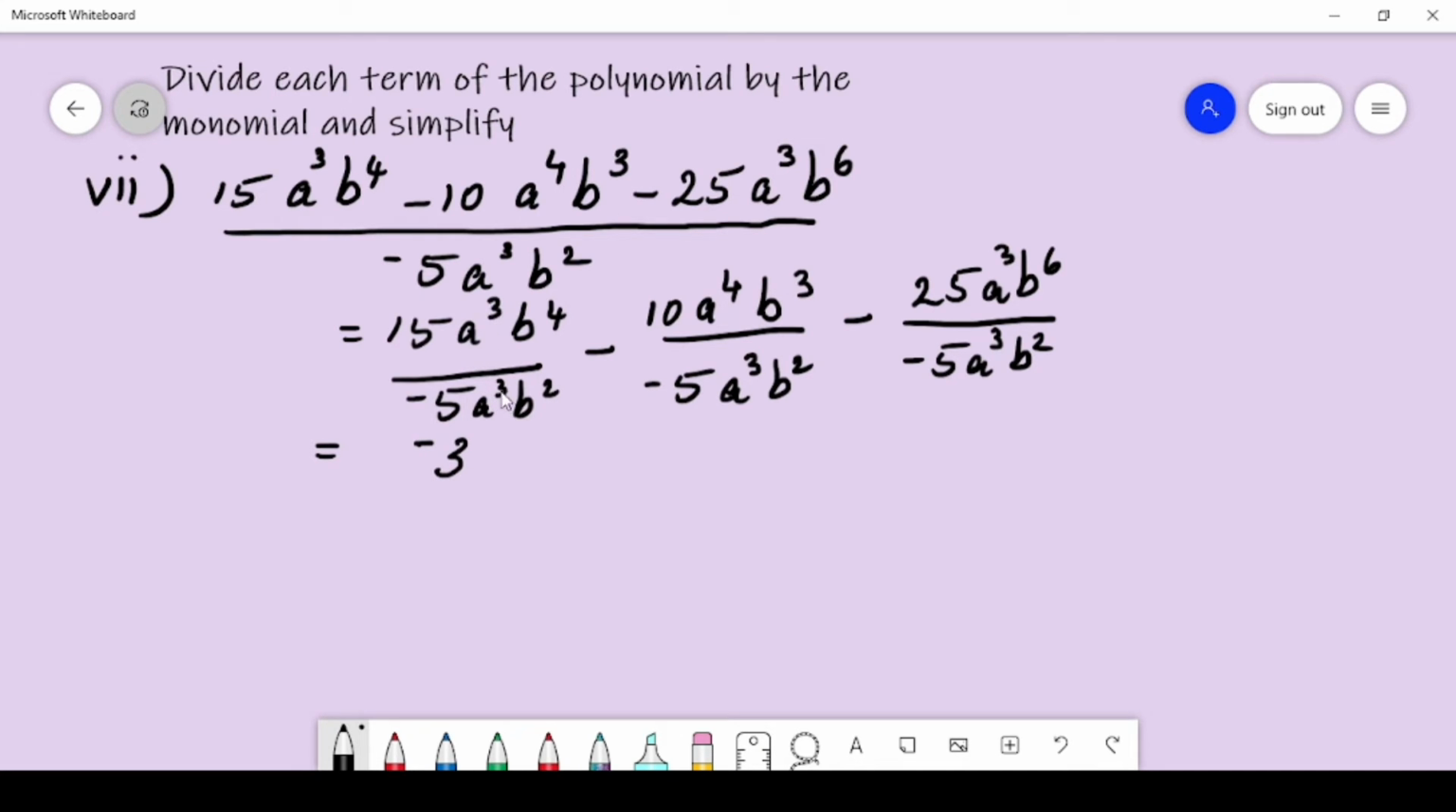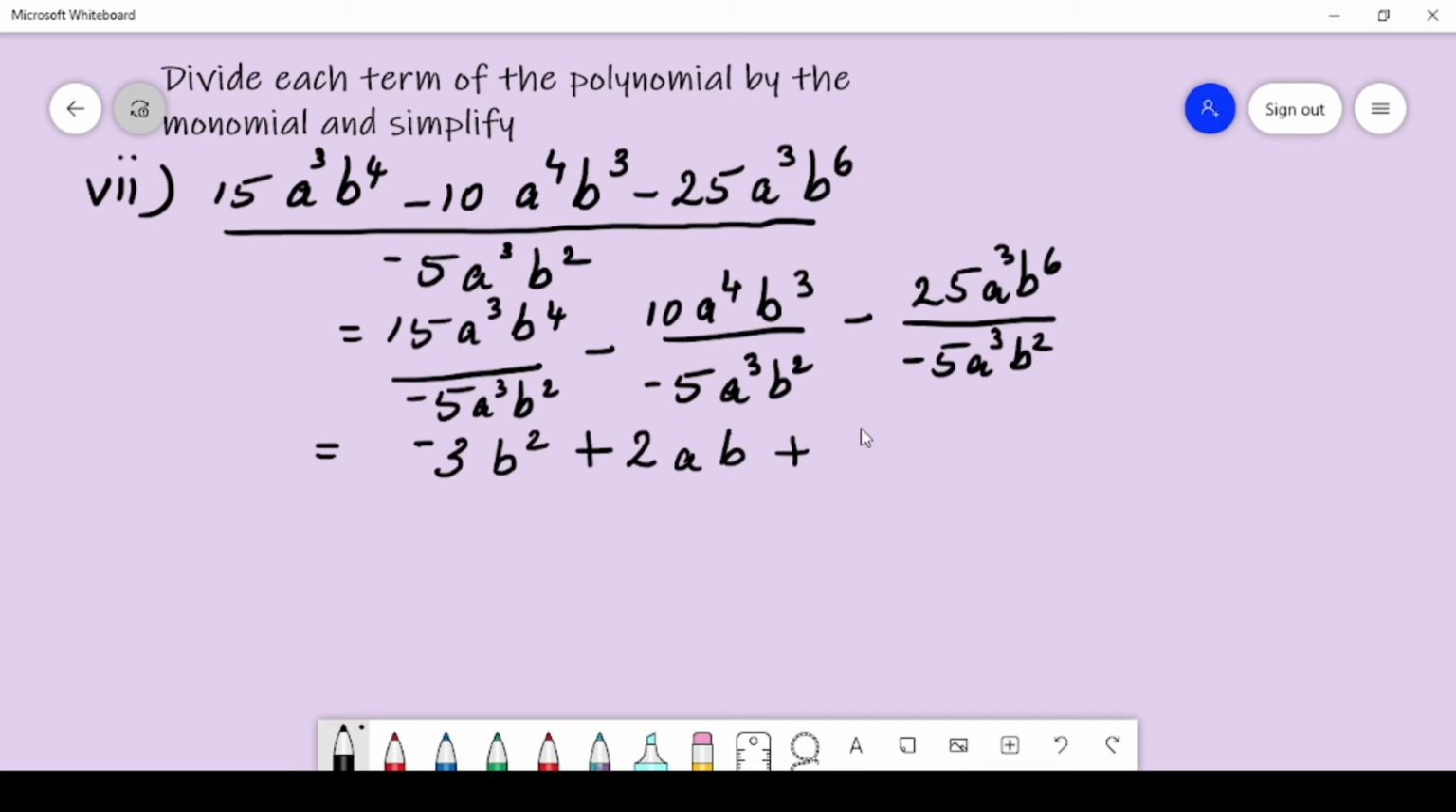Here a cube and a cube will cancel. b raised to 4 minus b square, you will get b square. Here this minus and minus will get cancelled and it will become positive. 10 by 5, 2 will come. a raised to 4 minus a cube, so a raised to 1 will come. b cube minus 2 means b will come. Plus 2ab. Here also minus into minus will become positive.